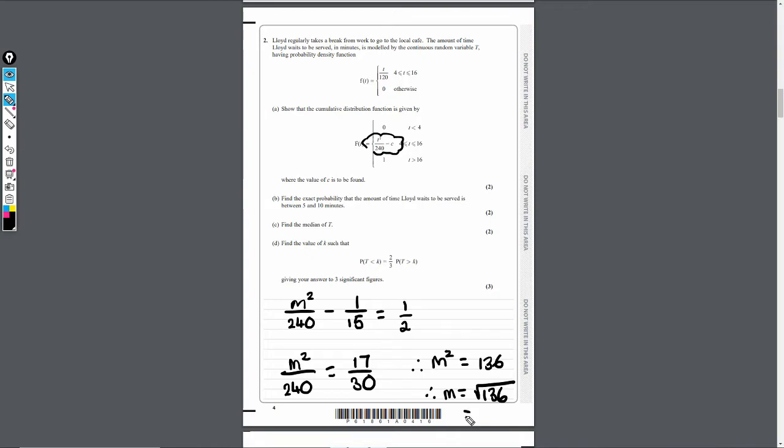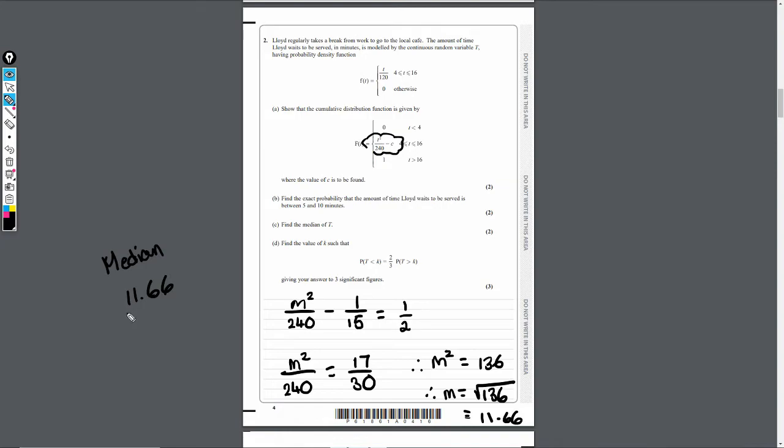That wouldn't make sense. We'd have negative time. So my answer will just be the positive solution here. So that would be 11.66. Okay, so my median is 11.66. Okay, so that's part C done, and we're actually on to the final part now.